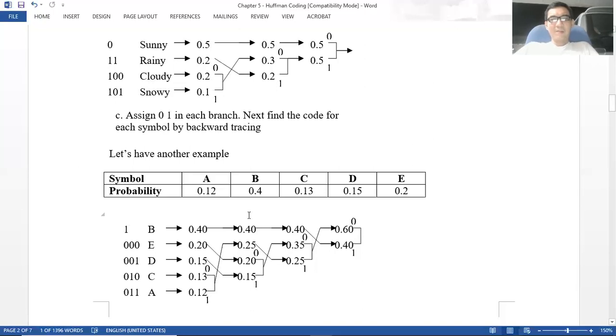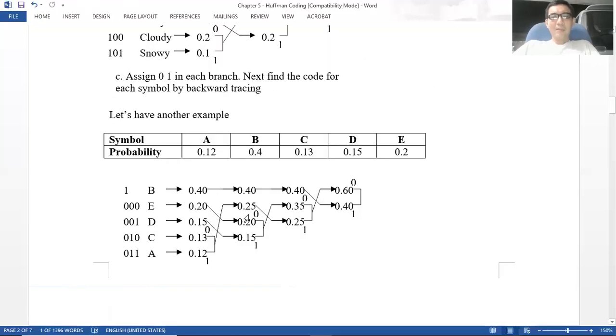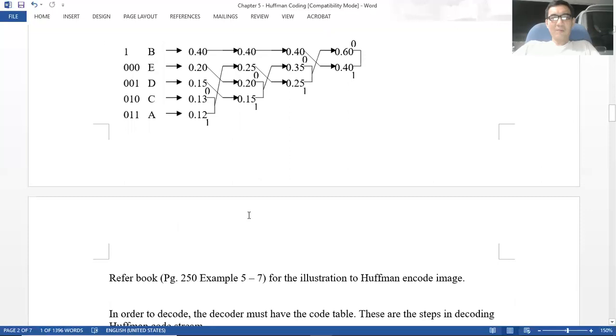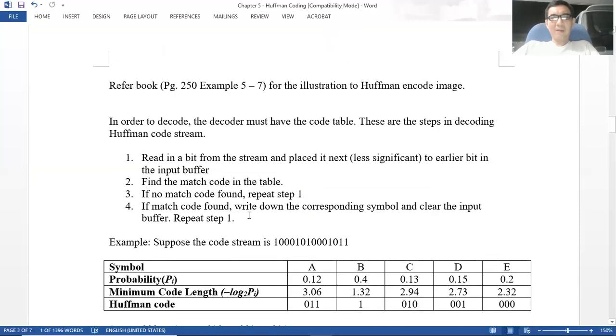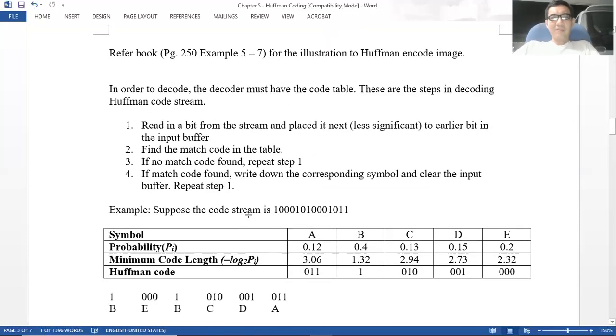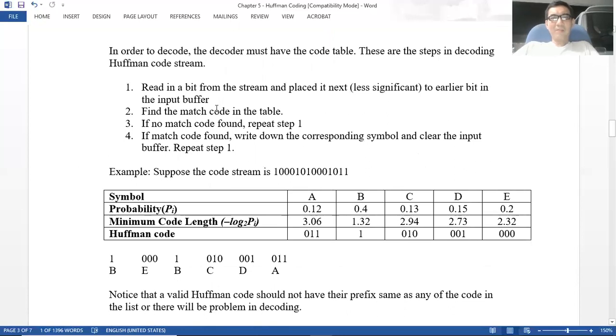All right, so that is basically about Huffman coding, how you do the coding. It's very important. It always comes up in your final exam, so we'll look at the sample questions later on. Okay, so that is the encoding part. So how do we decode?